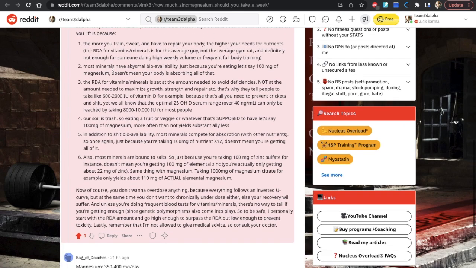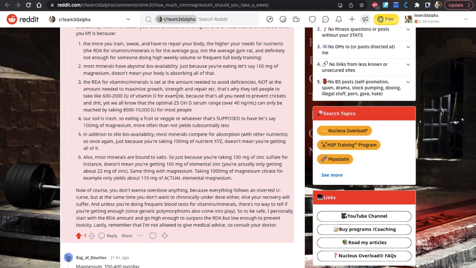Anyway, next, most minerals have abysmal bioavailability, right? Just because you're eating, let's say, 100 milligrams of magnesium doesn't mean your body's absorbing all of that. Everyone forgets that, especially with minerals. Minerals have horrible bioavailability. For example, the bioavailability of magnesium is roughly 35 to 45%, depending on where you're getting it from. So that's crap. If you take 100 milligrams of elemental pure magnesium, even after factoring out the weight of the salt that it's attached to, you're only absorbing 30 to 40% of it.